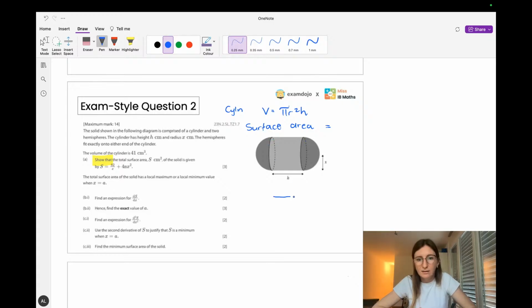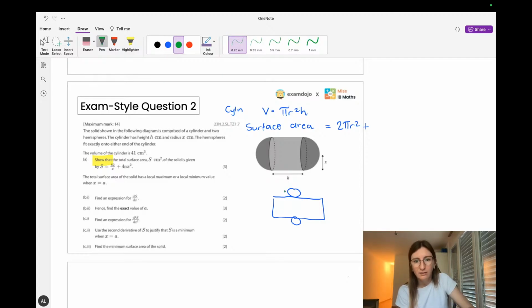If we flatten out the surface area, it's like a rectangle with little circles on each side. So the surface area of each circle is pi r squared, and there are 2 circles, so 2 pi r squared. And then this area of the cylinder, this is the same as the circumference of the circle. So if we want this, then we're taking circumference, which is 2 pi r, times the height of the cylinder.